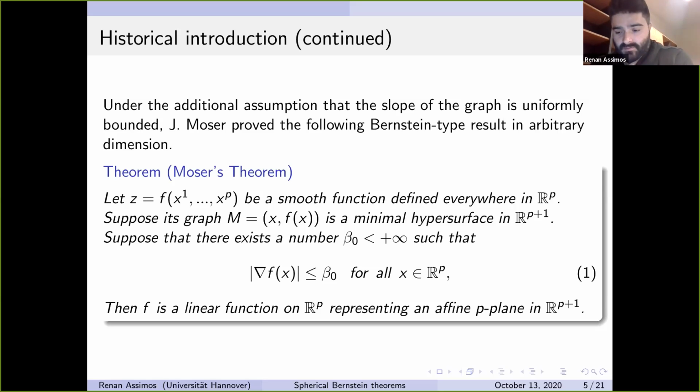So under the additional assumption of the bound on the gradient, he still gets a Bernstein result. Because of the counterexample of De Giorgi, Bombieri and Giusti, and this result of Moser, we know that perhaps we are now looking for some sort of calibrating hypothesis to see whether we can still get some rigidity à la Bernstein for the problem when we increase dimension.